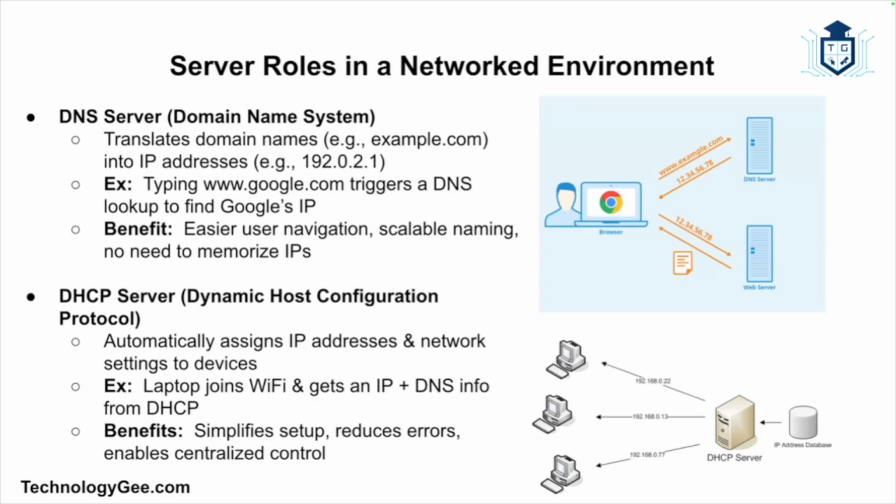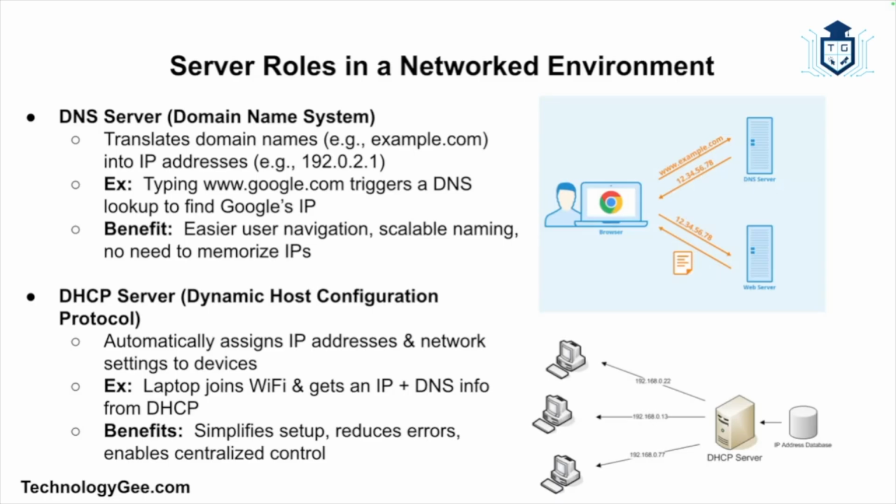And basically DNS servers, they translate human-friendly domain names like example.com into an IP address like 192.0.2.1 that computers use to communicate. Now, without DNS, users would need to memorize the IP addresses to access websites or services. So basically, when you type google.com into your browser, the DNS server resolves this to Google's IP address. Now, what are the benefits? Well, it provides easier navigation, scalability, and flexibility in addressing.